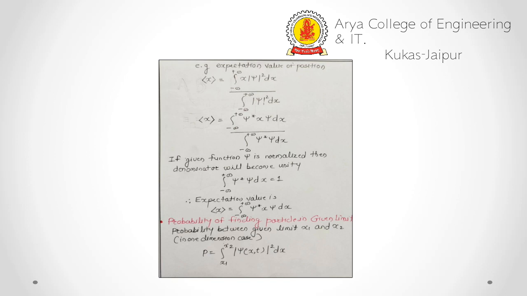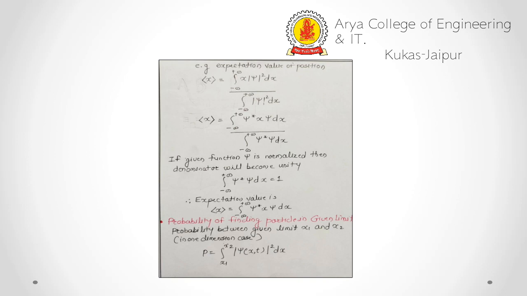If the wave functions are normalized, then the result of the denominator will turn out to be unity, and we can write this expectation value as expectation value of x is equal to integration from minus infinity to infinity of psi star x psi dx.